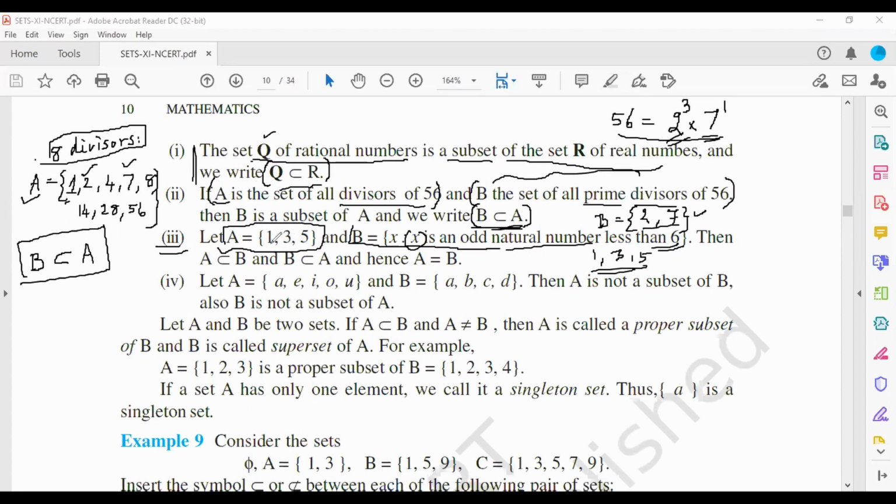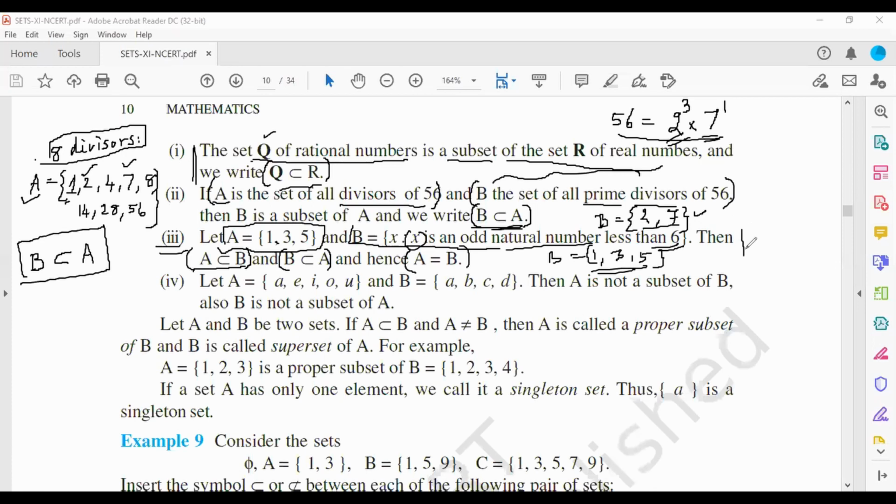So actually the same set is appearing again. A is 1, 3, 5. B is also, in roster form, 1, 3, 5. So you can say A is a subset of B, and you can also say B is a subset of A. If that is the fact, then A is equal to B.